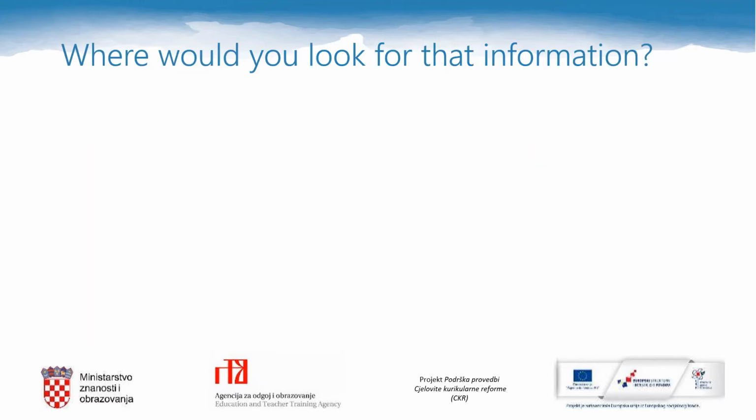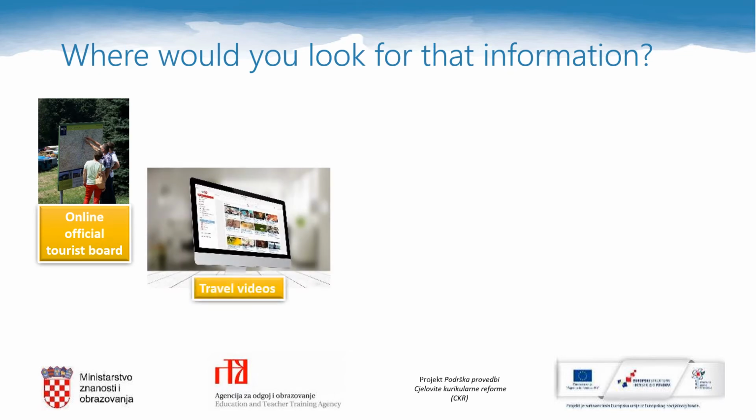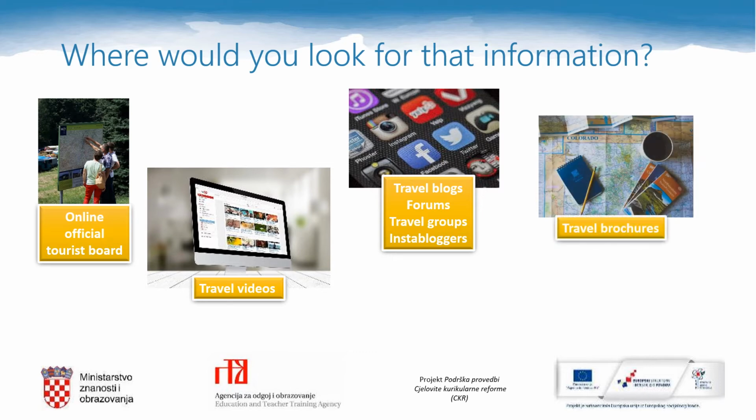So before you travel, you need to find some information. And where would you look for that information? There are a few options. First, there is an online official tourist board website. Then there are travel videos, travel blogs or forums or travel groups or Insta bloggers. And last is travel brochures.